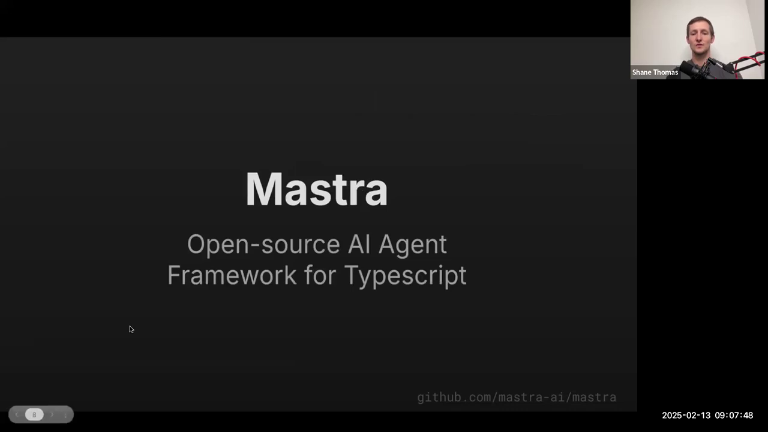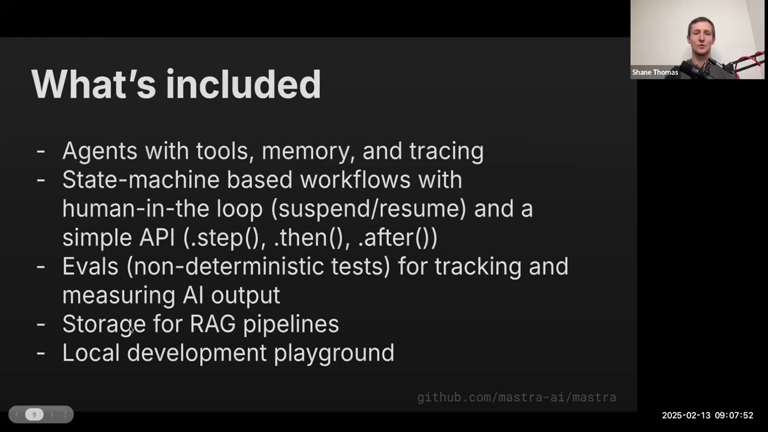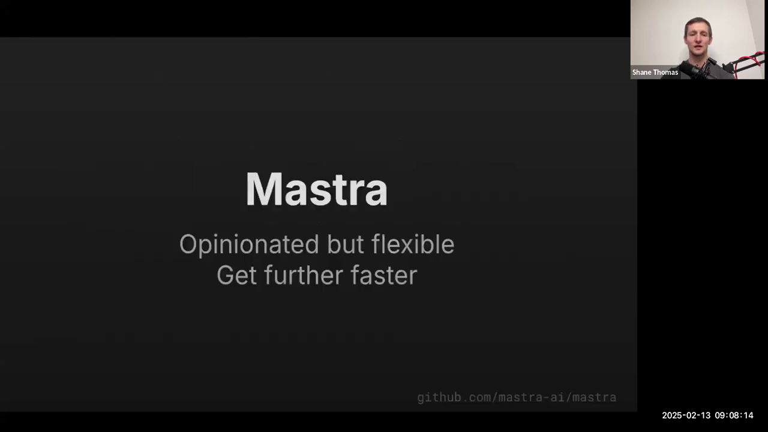Mastra is an open source AI agent framework for TypeScript. What's included with Mastra: we have agents that have tools, memory, tracing. We have state machine based workflows, so that you can do human in the loop, meaning you can wait for the human to respond and then continue a workflow. We have evals, which we will get to show today. And then we have storage for RAG pipelines, a local development playground, and a whole bunch more.